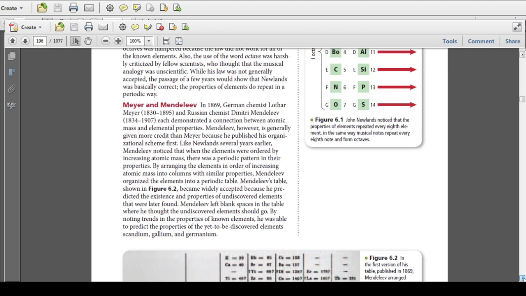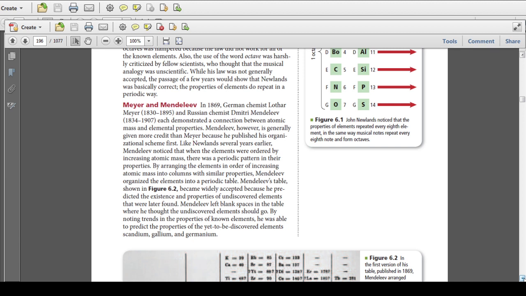In 1869, German chemist Meyer and Russian chemist Mendeleev each demonstrated a connection between atomic mass and elemental properties. Mendeleev, however, is generally given more credit than Meyer because he published his organizational scheme first. Like Newlands several years earlier, Mendeleev noticed that when the elements were ordered by increasing atomic mass, there was a periodic pattern in their properties.